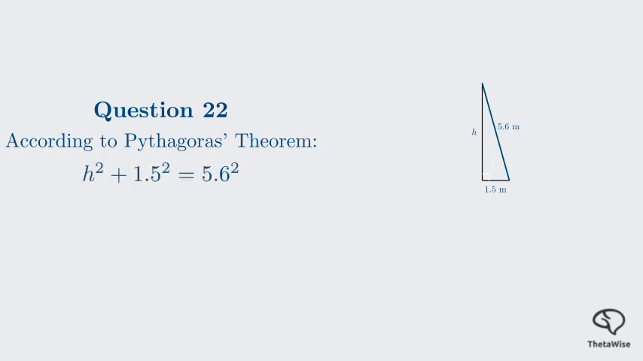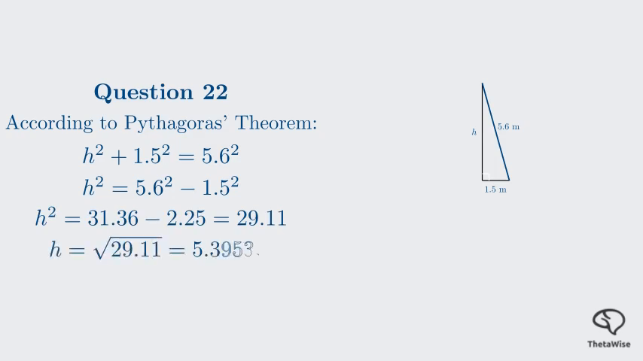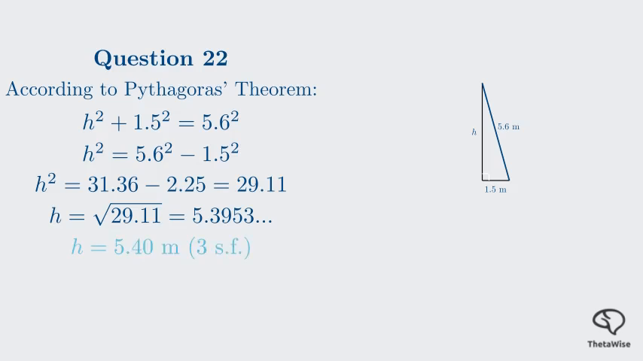H squared plus 1.5 squared equals 5.6 squared. Rearranging to solve for H squared, we get 5.6 squared minus 1.5 squared. Calculating these values, we get 31.36 minus 2.25, which equals 29.11. Take the square root to find the height, which is 5.3953. To 3 significant figures, the distance is 5.40 meters.